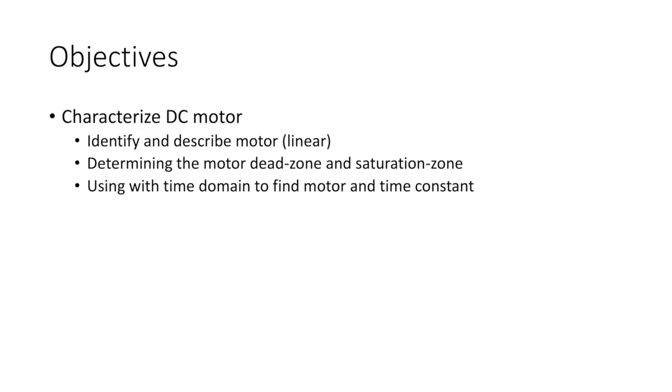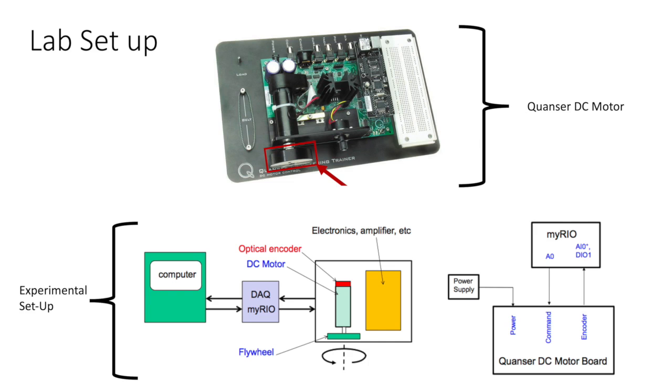With the DC motor, we will identify and describe the motor linearly and determine the motor dead zone and saturation zone. Also, we are going to use the time domain to find the motor gain and time constants. So, following this, the lab setup considers motor dead and saturation zones.